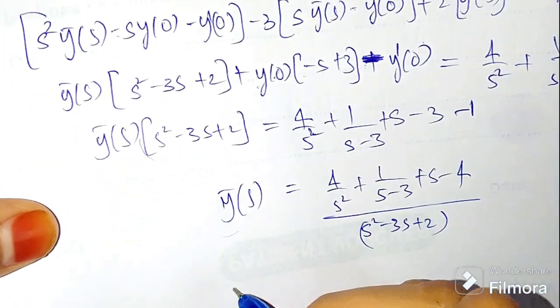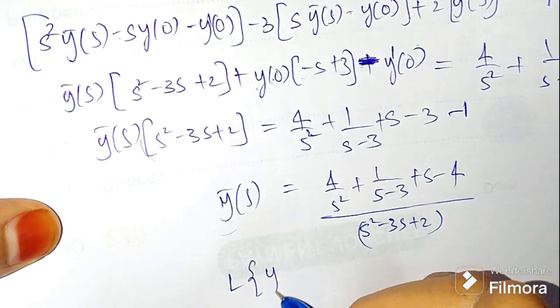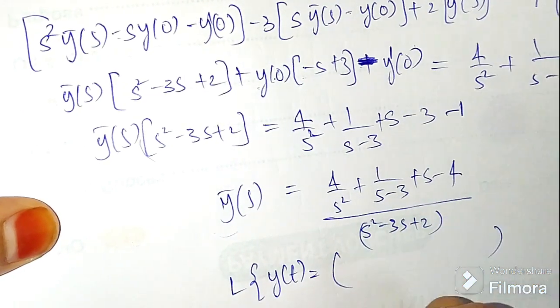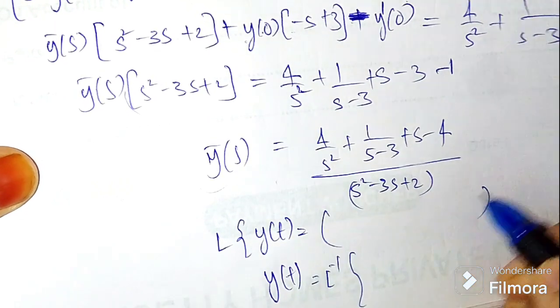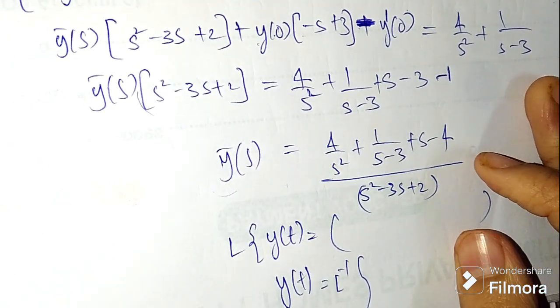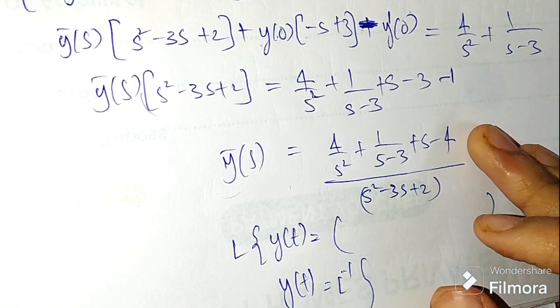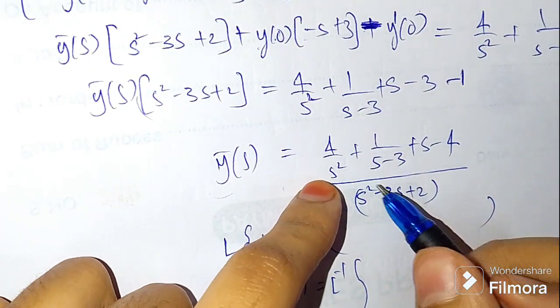What is y bar of s? Laplace of y of t. So what is y of t? Laplace inverse of this whole thing. So now we have to find Laplace inverse of this whole thing. Okay, so let's solve it.